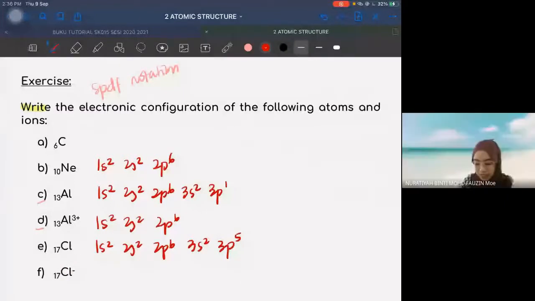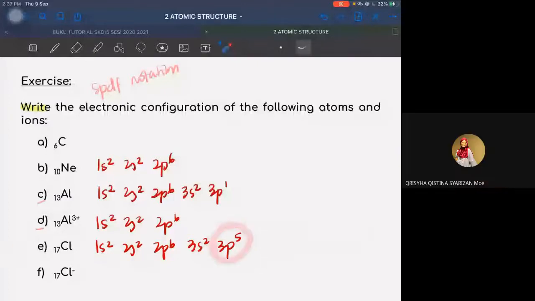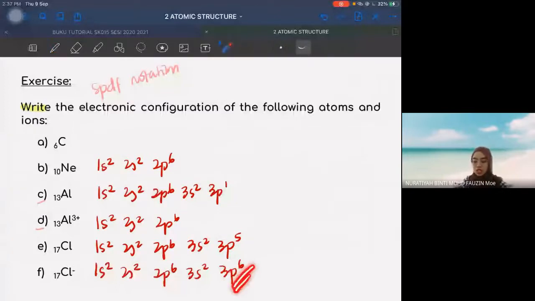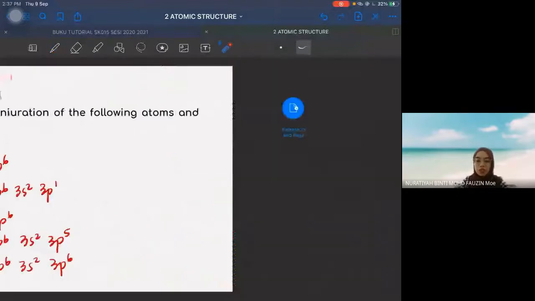You will add, okay, awak akan tambah satu elektron. So you will add an electron to your 3p orbital. The maximum number of electrons your 3p orbital can occupy is 6. So bila awak tambah satu elektron, you will get 3p6, which means that your orbital is fully filled lah for 3p, okay?